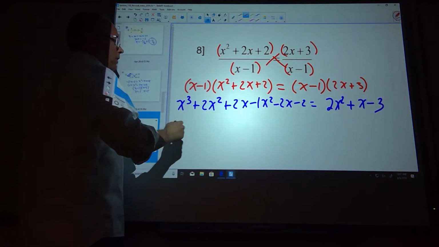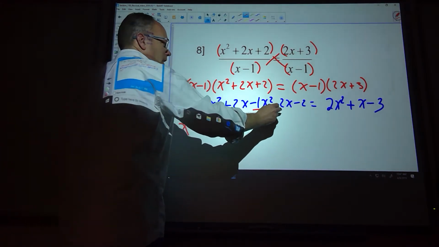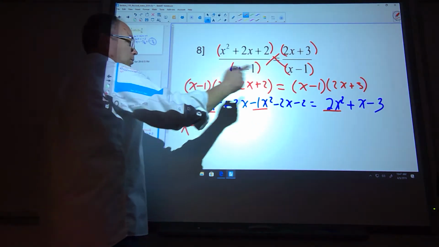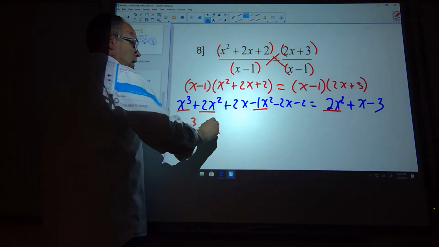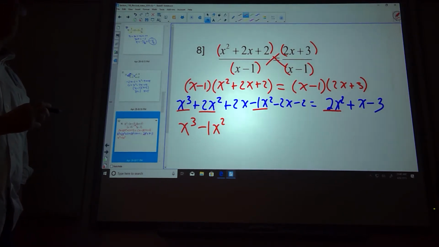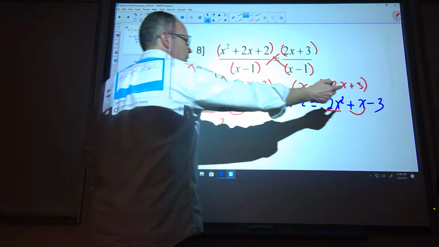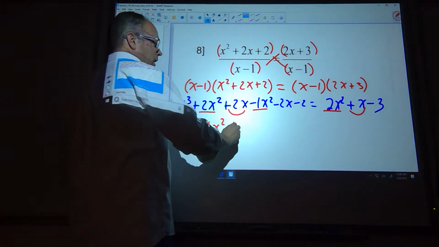So let's put everything back together. So I get x cubed over here. That's taken care of. 2x squared minus that and that. So subtract 2. So I'm going to get minus 1x squared. Is that okay so far? Isn't that just minus x squared? Yep, same thing. And then this and this. So I'm going to bring that x over. So that's going to give me plus x.